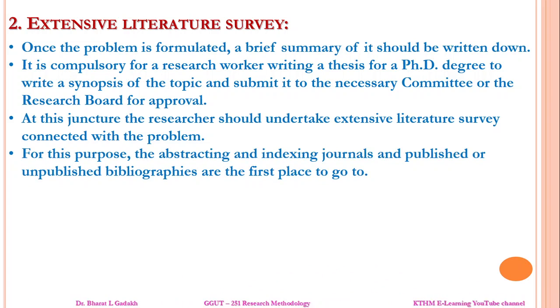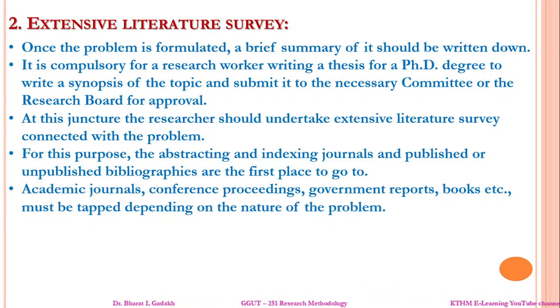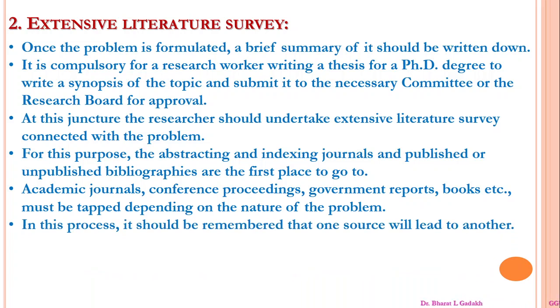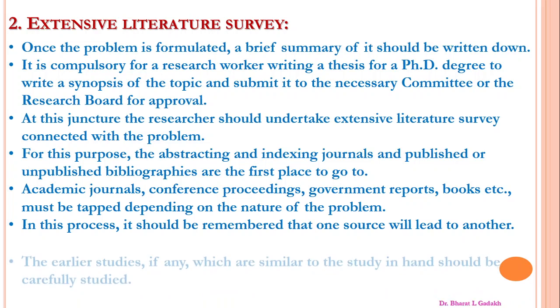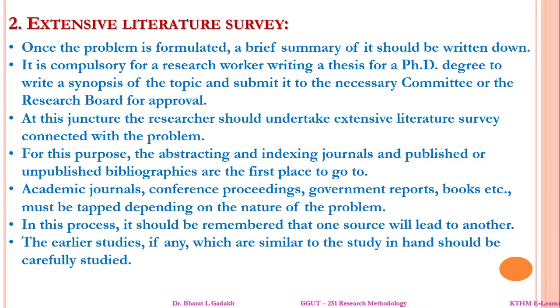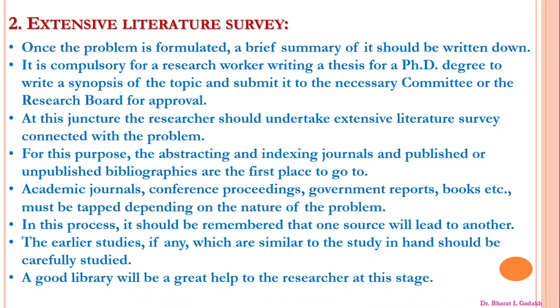Now, for this purpose, the abstracting and indexing journals and published or unpublished bibliographies are the first place to go. Academic journals, conference proceedings, government reports, books, etc. must be tapped depending on the nature of the problem. In this process, it should be remembered that one source will lead to another. Earlier studies, if any, which are similar to the study in hand, should be carefully studied. A good library will be of great help to the researcher at this stage.